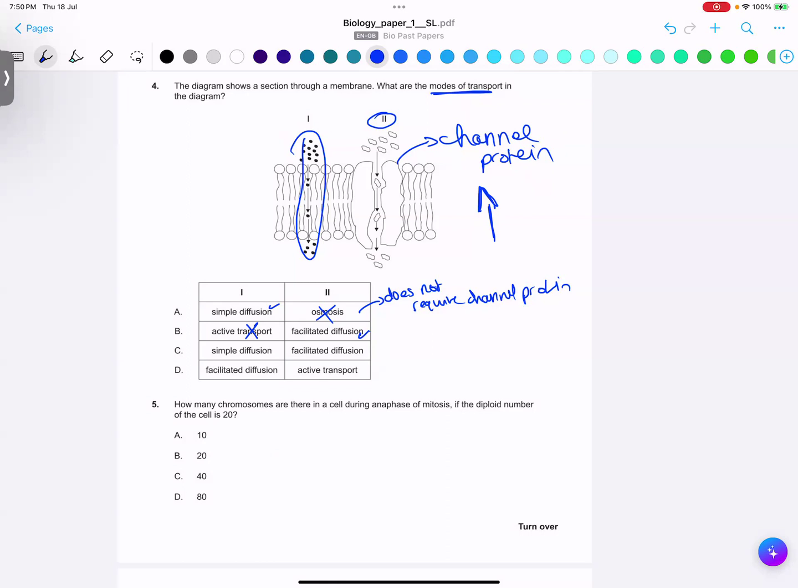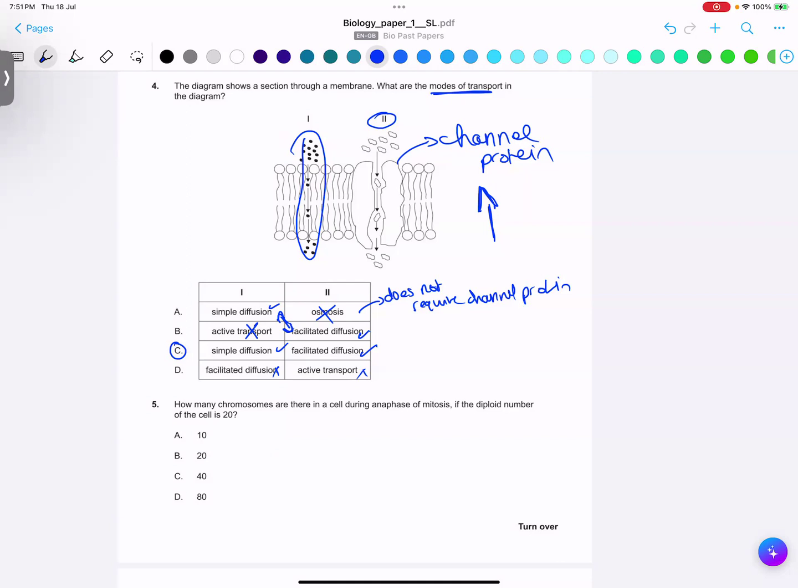C, simple diffusion, facilitated diffusion, both are correct. And as you can tell, we did them from question A's and B. So when we're eliminating, we're actually saving ourselves more time. So then you have facilitated diffusion, active transport. These are both wrong. This is not facilitated diffusion. D is not facilitated diffusion because it needs a channel protein. So moving on.